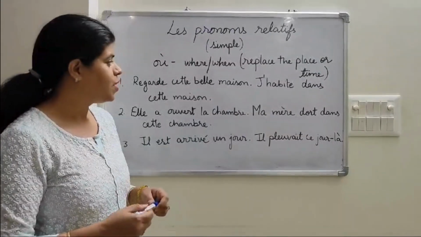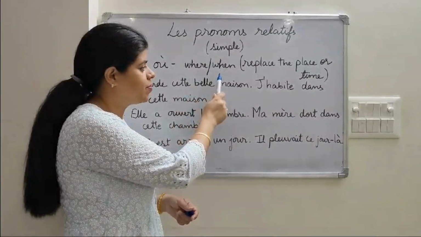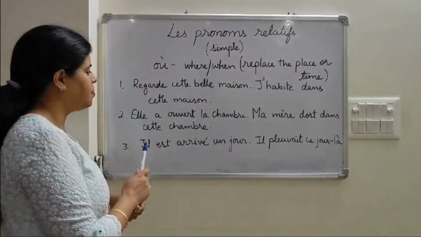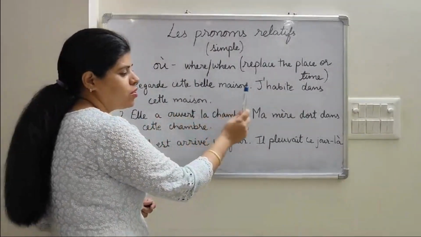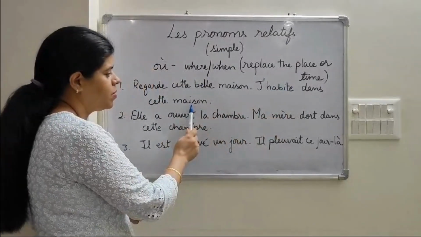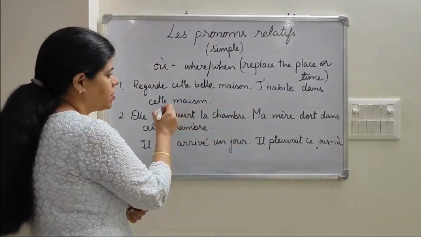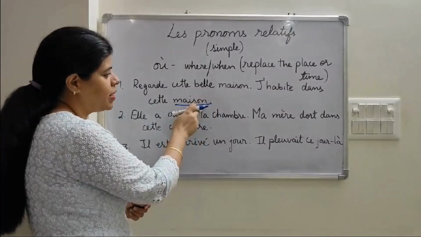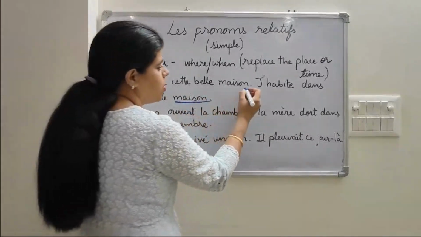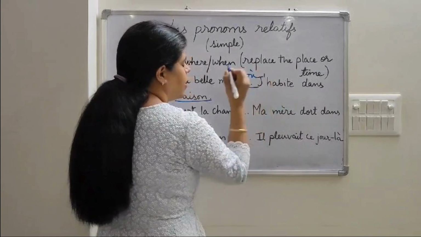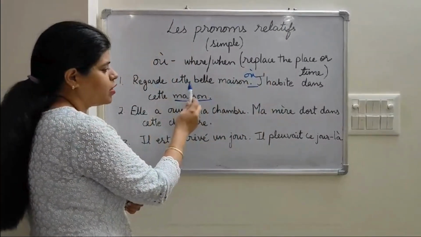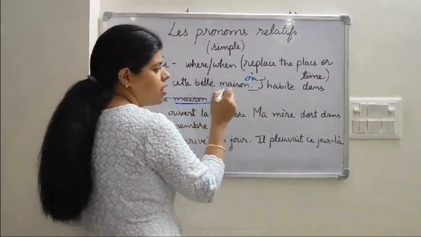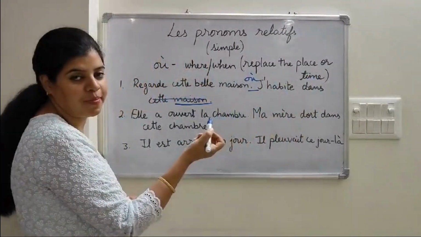Next one is où. Où means where or when. It is used to replace the place or time in the sentence. For example, regarde cette belle maison, j'habite dans cette maison. What is being repeated in the sentence? Cette maison. And because maison is a place here, to replace this place, I'll be using où. So here I'll be writing où. And my sentence will become regarde cette belle maison où j'habite. Now because I have already replaced maison in my sentence, I'll remove this while joining two sentences.